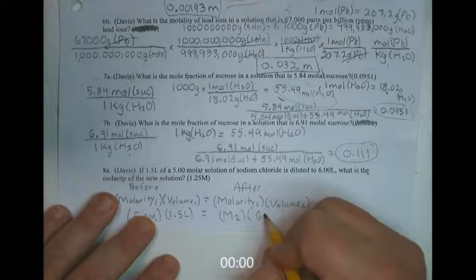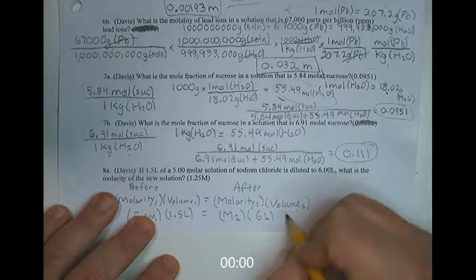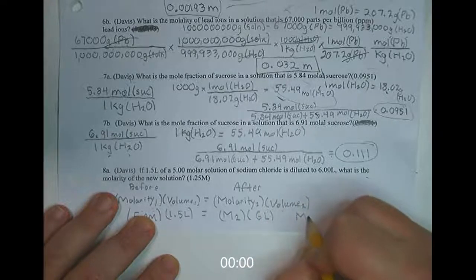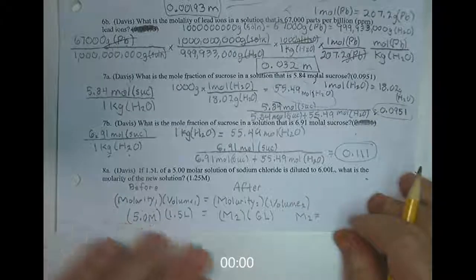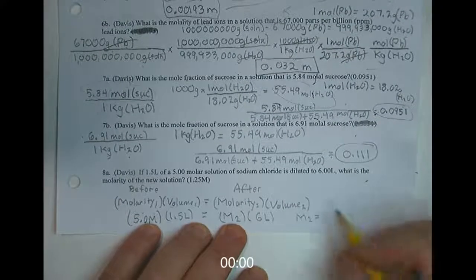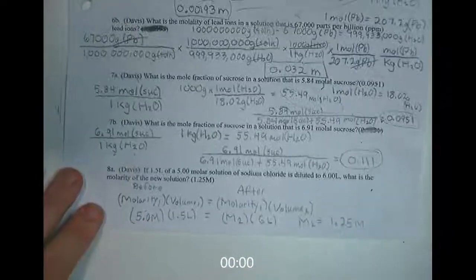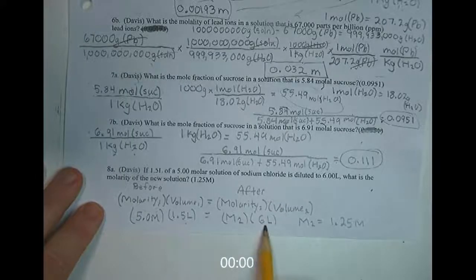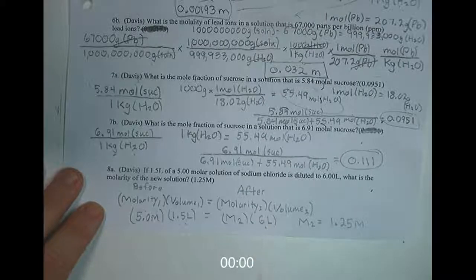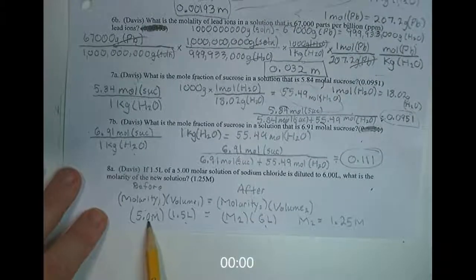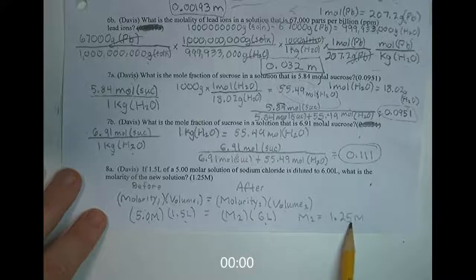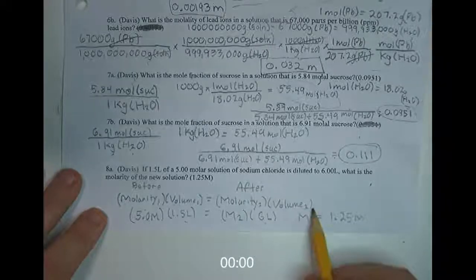Okay, up to 6 liters. And so if you just do the simple math on that, the second molarity, the molarity after you've added the water, is going to be 1.25 molar. In other words, think of it this way. You went from 1.5 liters to 6 liters. That's 4 times as much water. So you're going to end up with 1/4 the molarity you had before. If you start out with a molarity of 5, 1/4 of that is 1.25. So it's just an inverse relationship. And that's all there is to that.